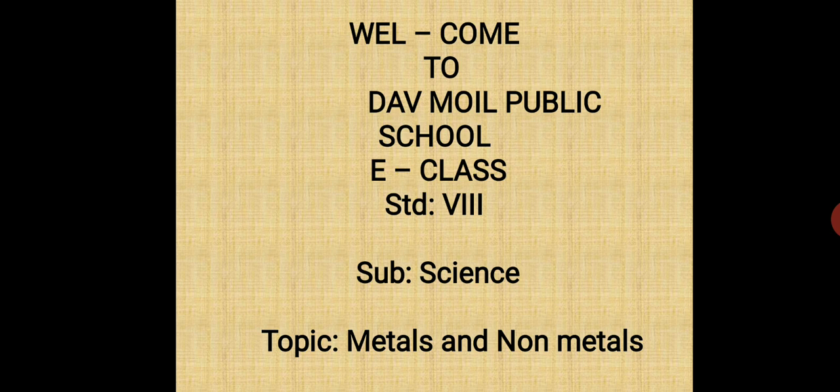My dear students, this is the third class of this chapter. Before this we have learned the physical properties of metals and non-metals, like melting point, boiling point, malleability, ductility, sonorosity, conductivity, and many more properties. But these were physical properties. Today we are going to learn about the chemical properties.